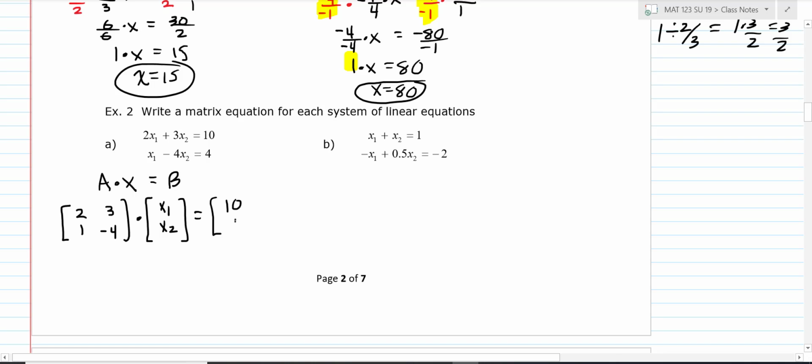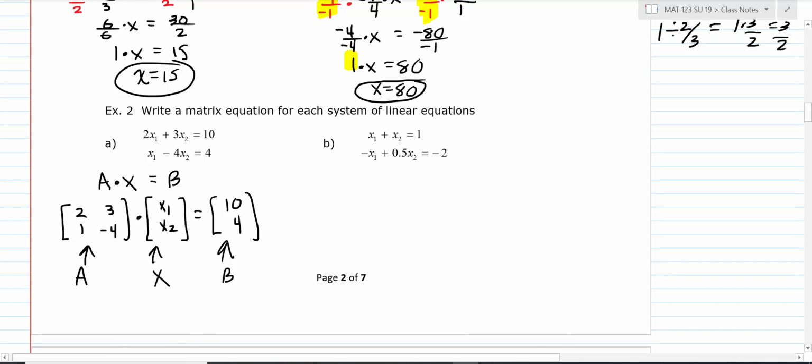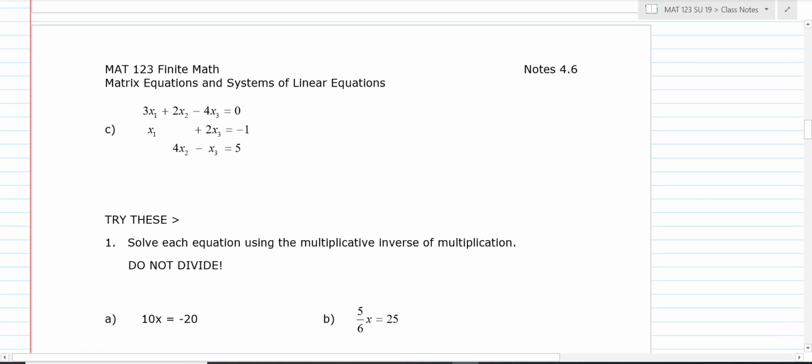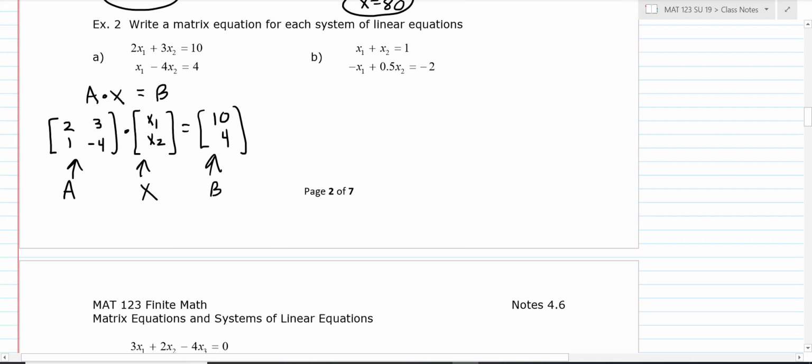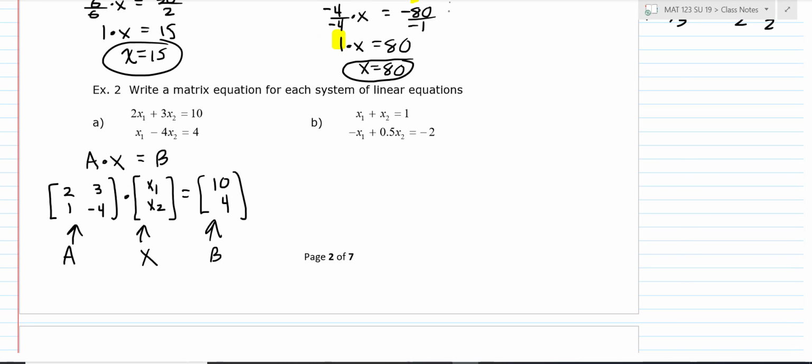Now, we're not going to solve this matrix equation. We're just going to write it, learn how to write this as a matrix equation. So, again, this is what we call the coefficient matrix. This is the variable matrix, and that's what it's equal to. So, you have A times X equals B. Okay, so that would be how you write that out then. All right, so let's do this one too.